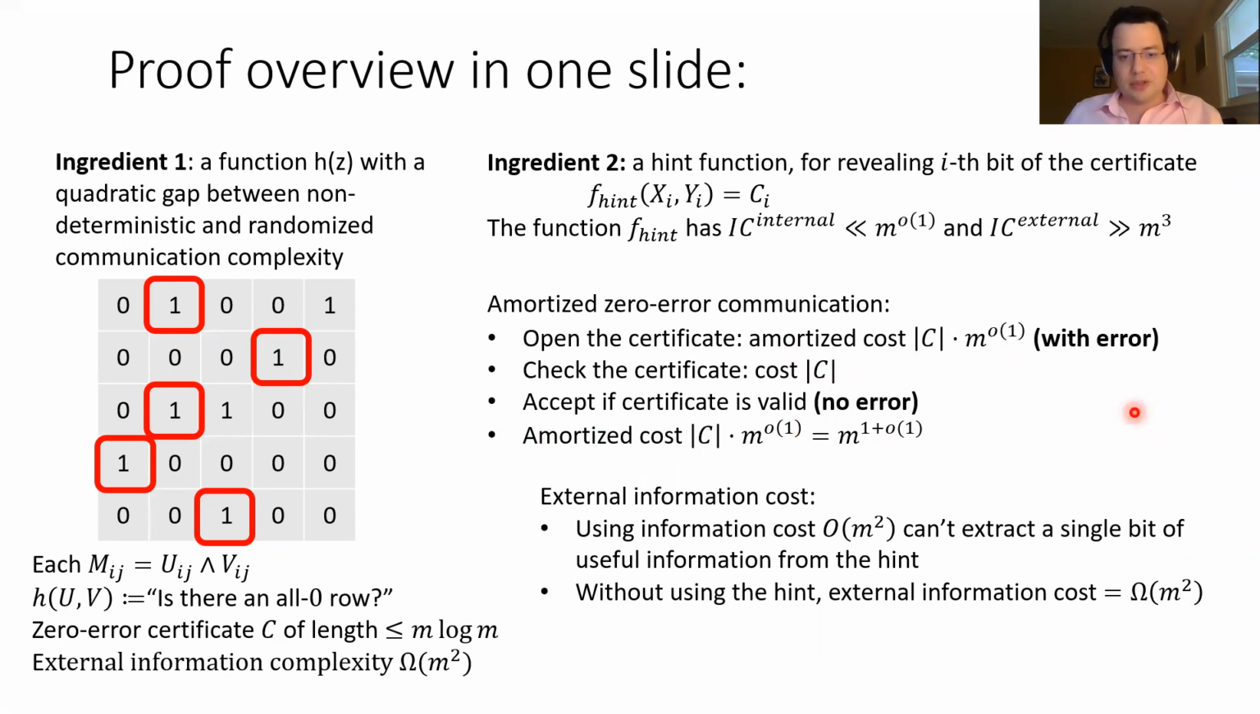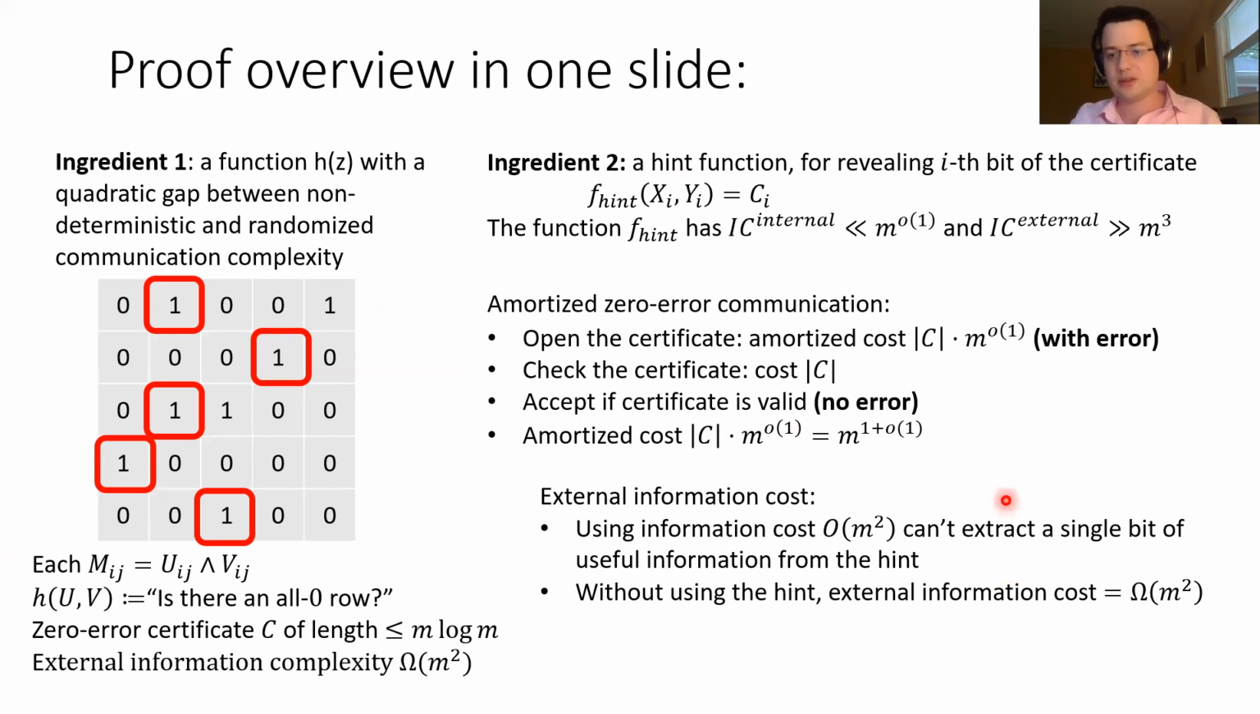And in the opposite direction, for the external information cost, the hint is essentially useless, because even to extract one bit of c, you need at least m cubed external information cost. So essentially, using external information cost of m squared, you can't get anything useful out of the hint. Without using the hint, you're stuck with this first problem, and so the external information cost is m squared. And that concludes the sketch of the proof.